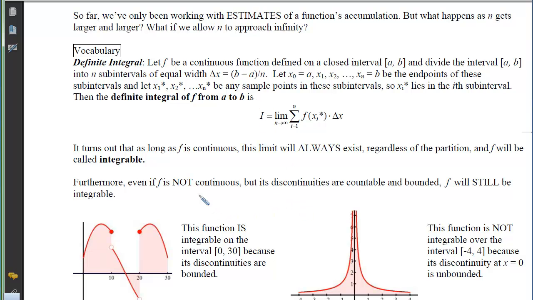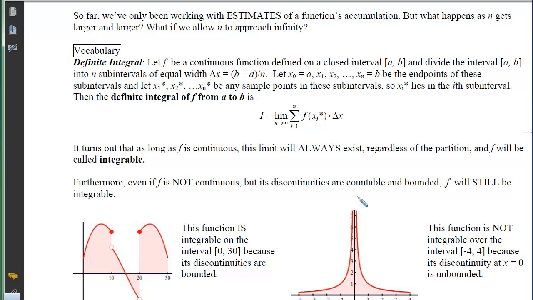Furthermore, even if f is not continuous, but its discontinuities are countable and bounded, f is still going to be integrable. So this function here is integrable because its discontinuities are bounded and you can count them. And this one is not integrable because its discontinuity at 0 is unbounded.